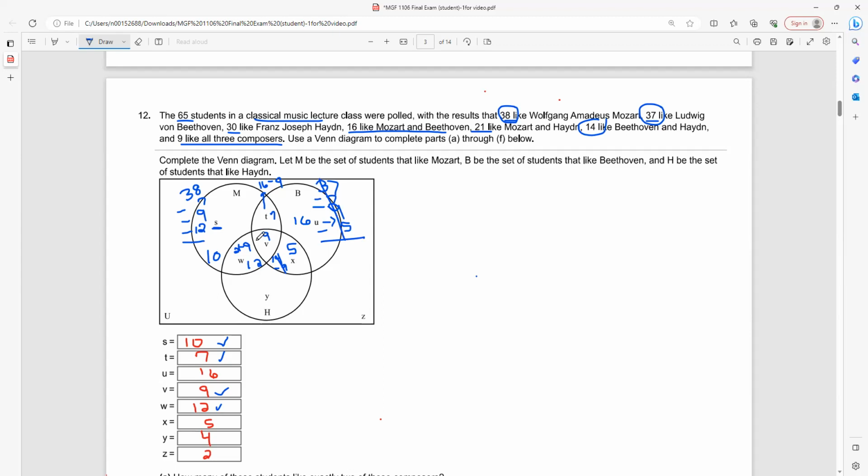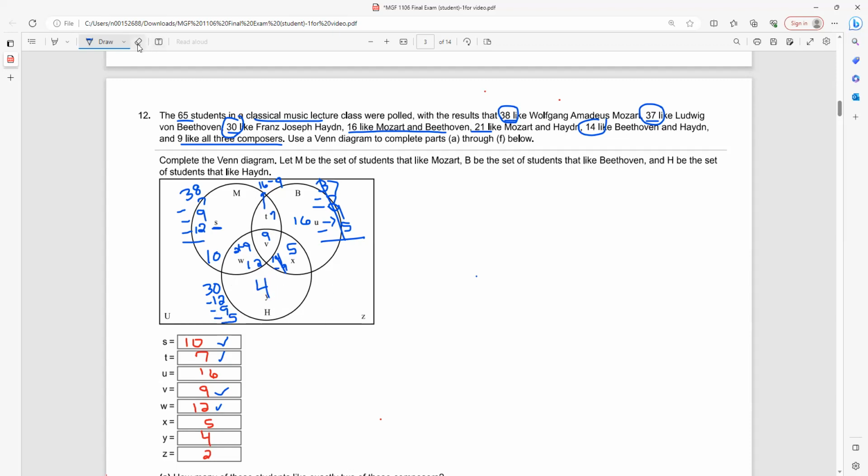Okay, so we've completed the Mozart circle, the Beethoven circle, and now let's look at the Haydn circle. So we've completed the W, the V, and the X already for this section. We just need to determine how many students in all like Haydn, and that's given to us in our directions. Up here, we had 30 students that like Haydn. So we'll take that 30 and subtract from it 12, minus 9, the V value, and then minus 5. Okay, and that'll give us 4 students in this section of the circle.